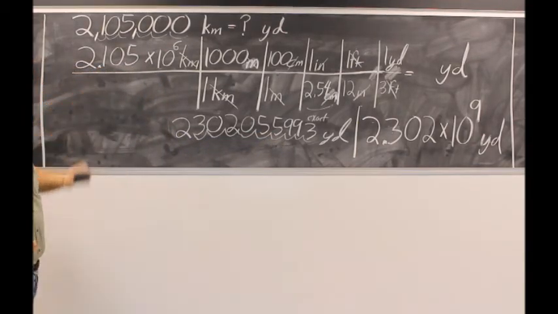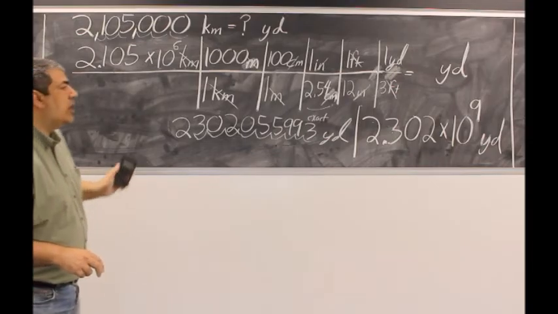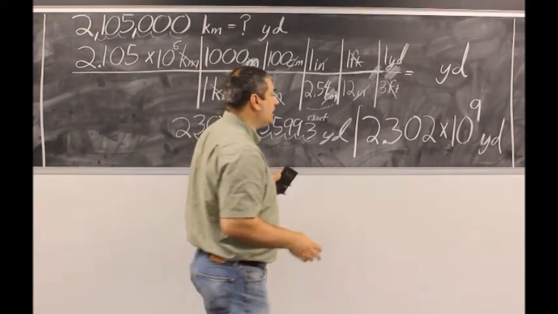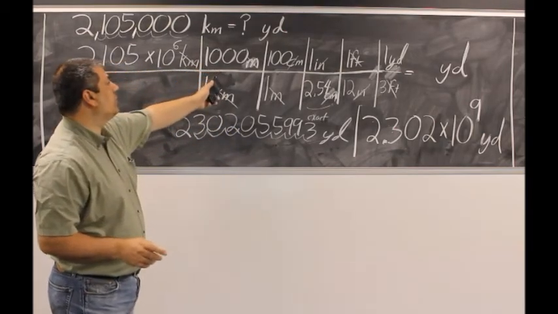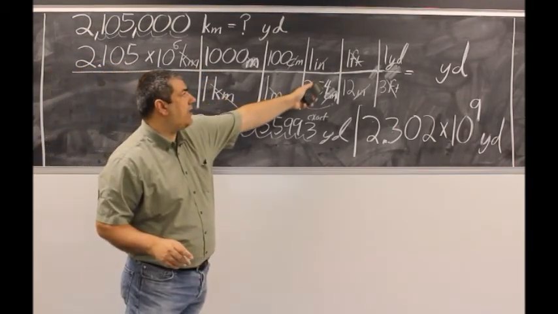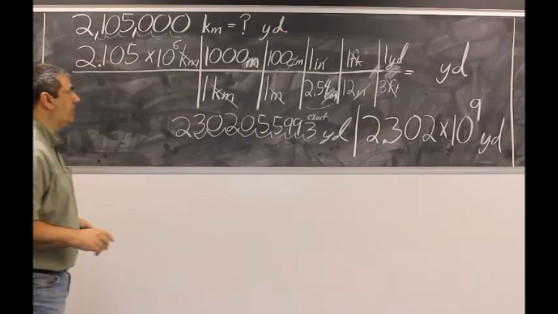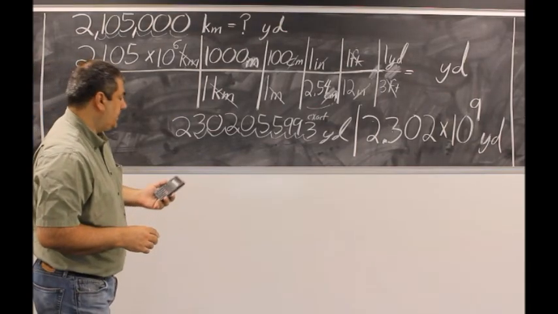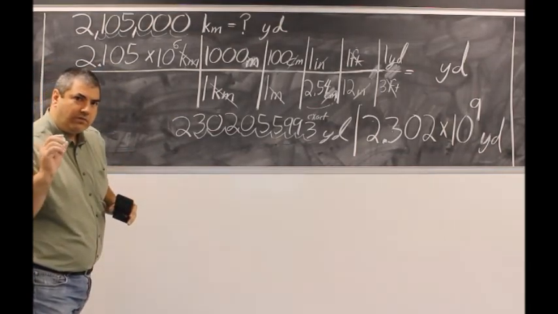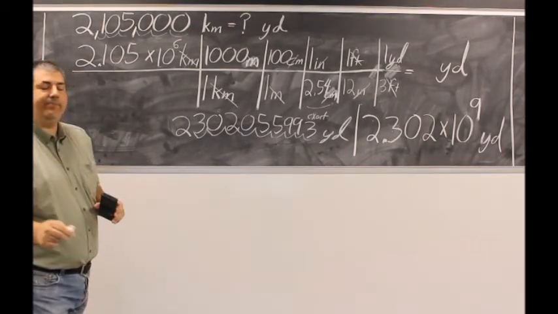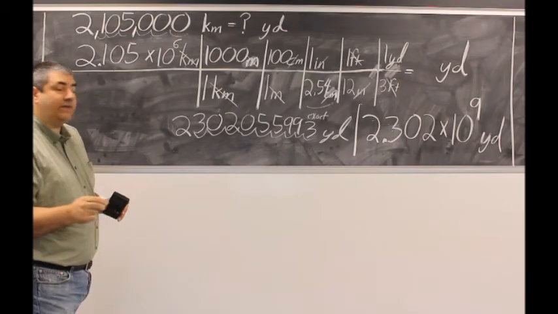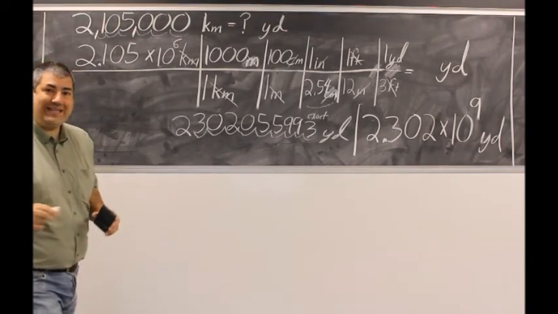But here, this was measured to 4 significant figures, so my final answer can only have 4 significant figures or less. Each one of our conversions actually has an infinite number of significant figures because they're exact definitions. But again, learning how to do this systematically is a bit of a challenge if you've never seen this before, so it takes practice.